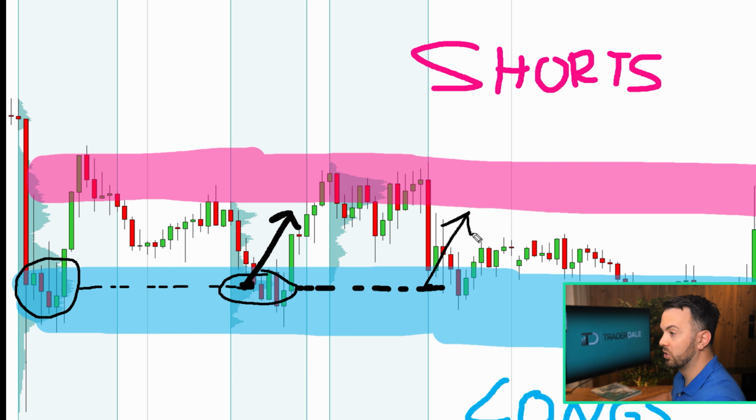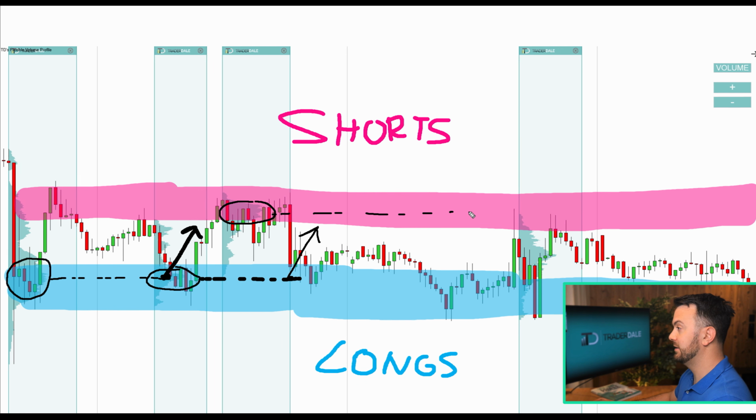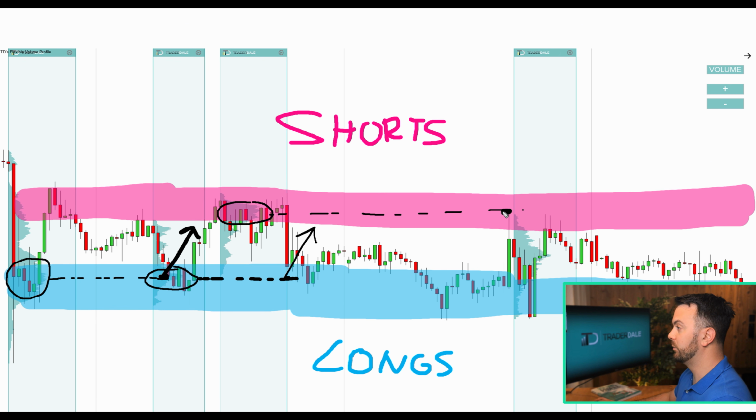As far as the shorts are concerned, we have this significant volume cluster, again, in that red zone where we are looking for shorts, right? And draw this line here, wait for pullback. When the price hits that level, it's short from there.